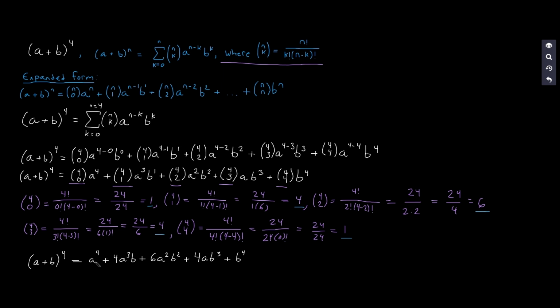So in conclusion, a plus b raised to the fourth power is going to be equal to a raised to the fourth power plus 4 times a raised to the third power times b plus 6 times a raised to the second power times b raised to the second power plus 4 times a times b raised to the third power plus b raised to the fourth power. And that's going to be your answer. And we can do another one.